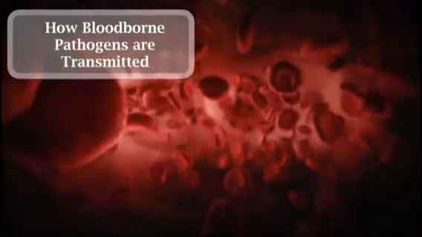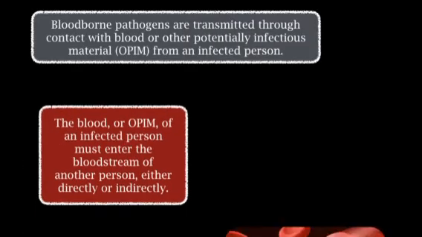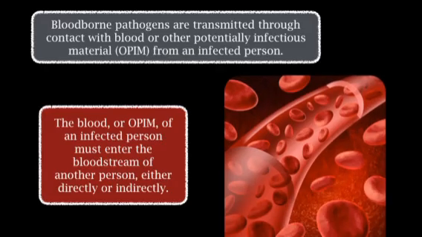Examine how bloodborne pathogens are transmitted. Bloodborne pathogens are transmitted through contact with blood or other potentially infectious material from an infected person. The blood or other potentially infectious material of an infected person must enter the bloodstream, either directly or indirectly, of another person.